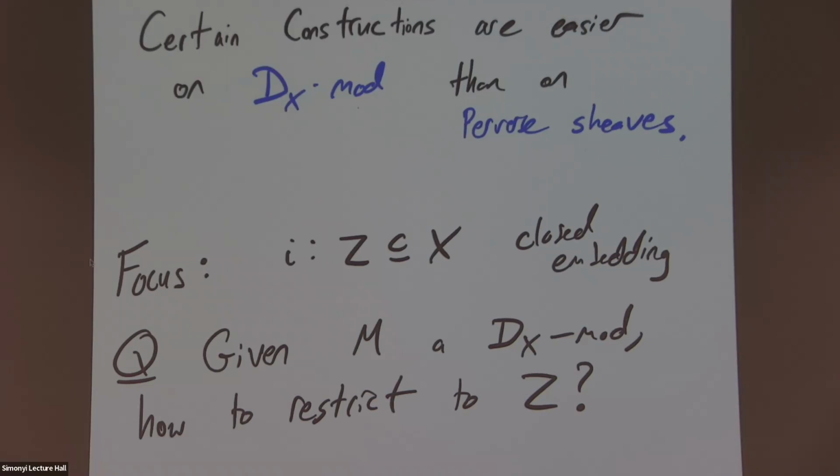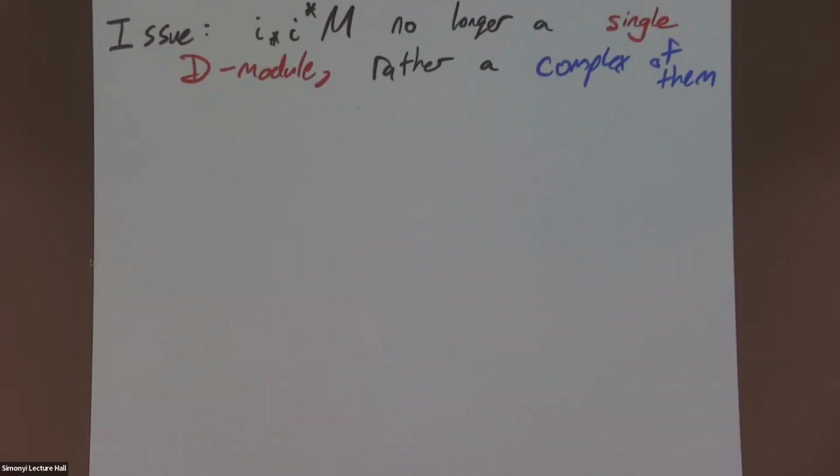If you have a closed embedding i from some closed subvariety Z into your smooth complex algebraic variety X, you want to ask, how can you restrict M to a D module on Z? Really, I always want to talk about D modules on a smooth variety so that I have this local coordinate description. So I want to compute i_* i^*, pushing it back forward to X and trying to think about this object. You run into an issue, which is that it is not just a single D module in general. It's a complex of D modules, so it lives in the derived category.